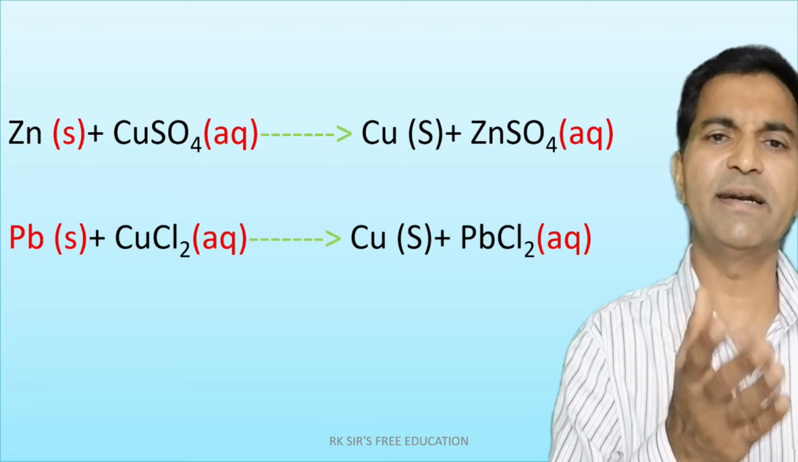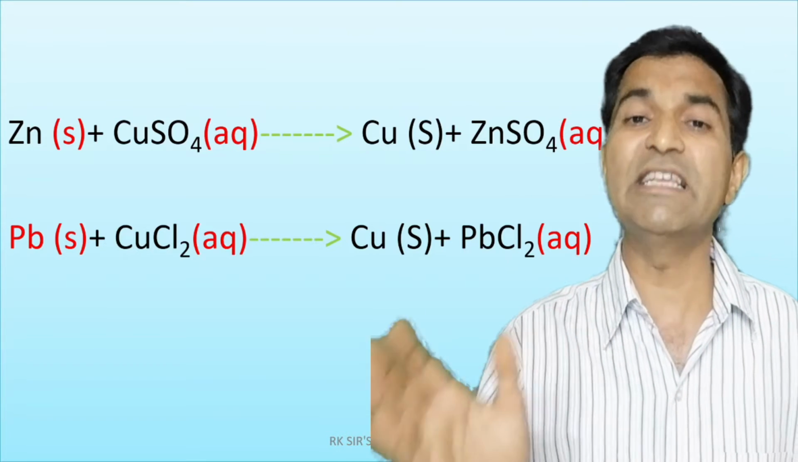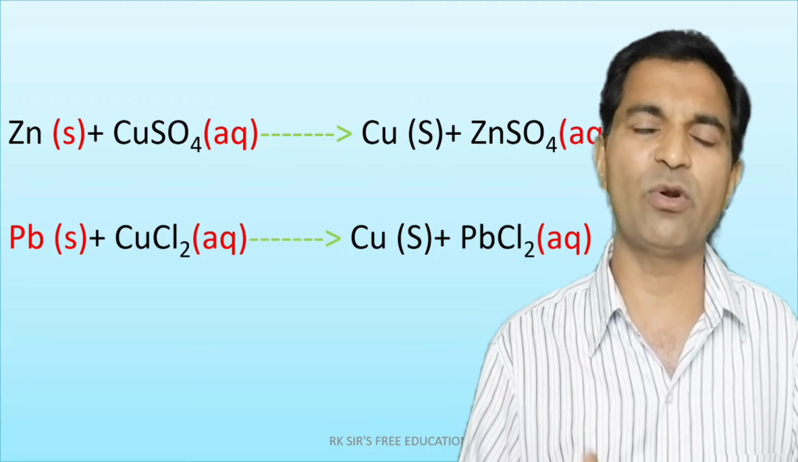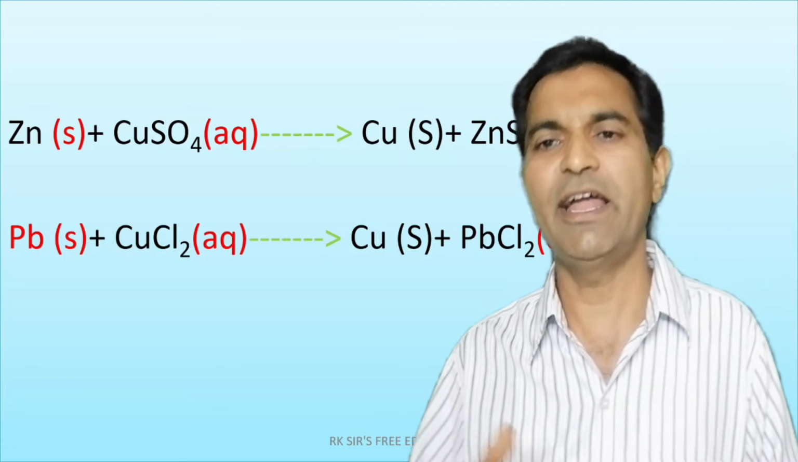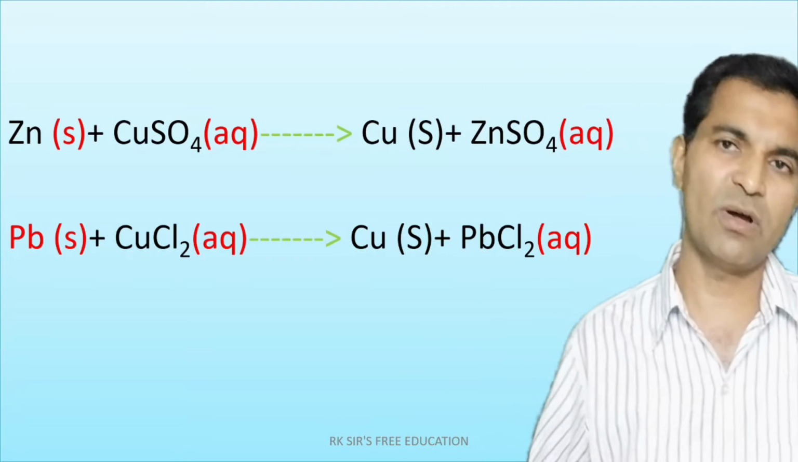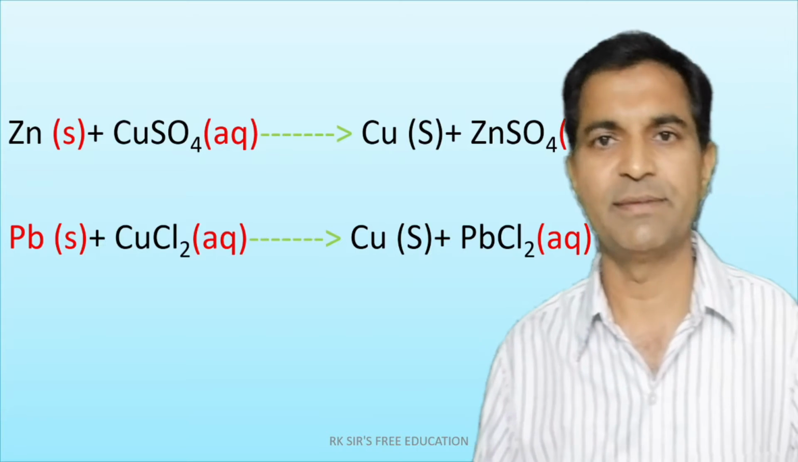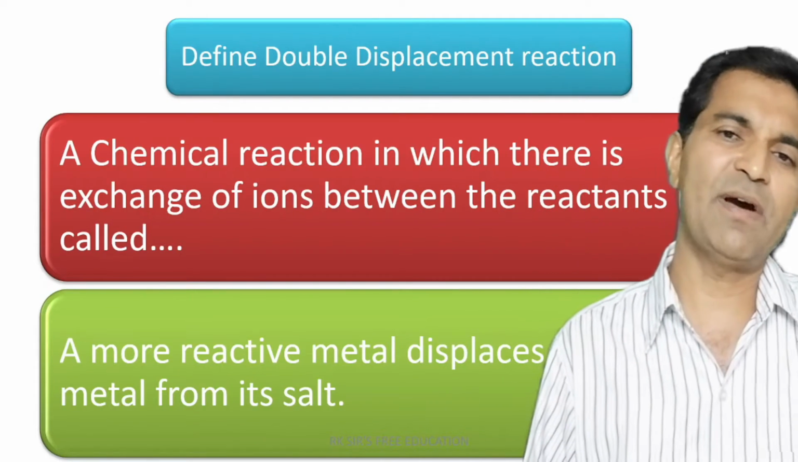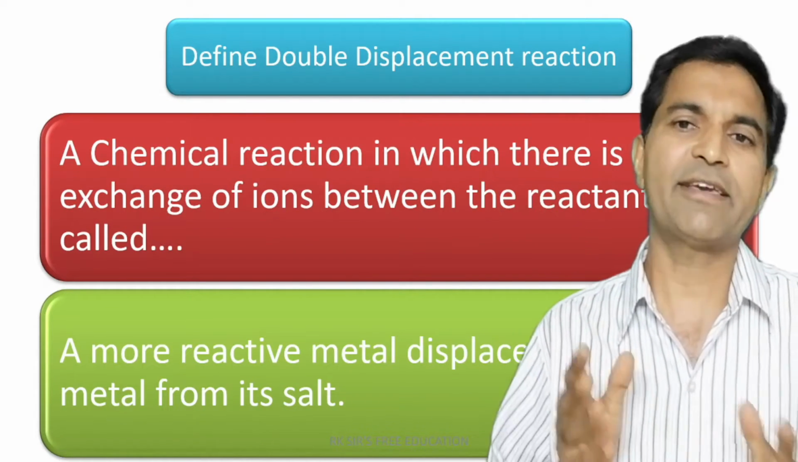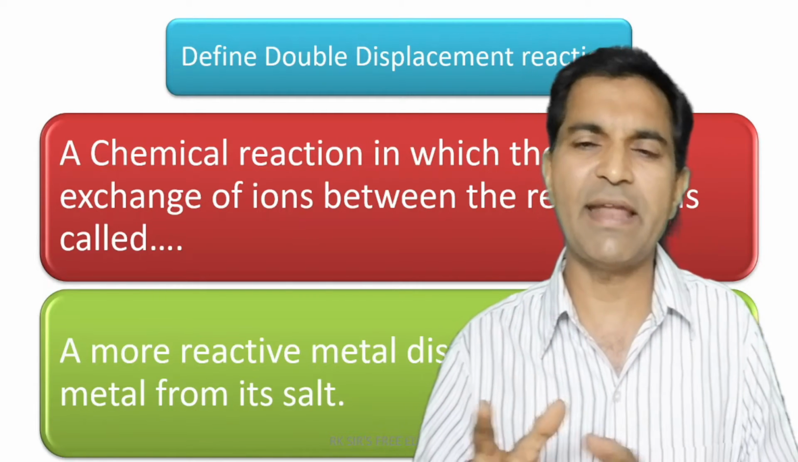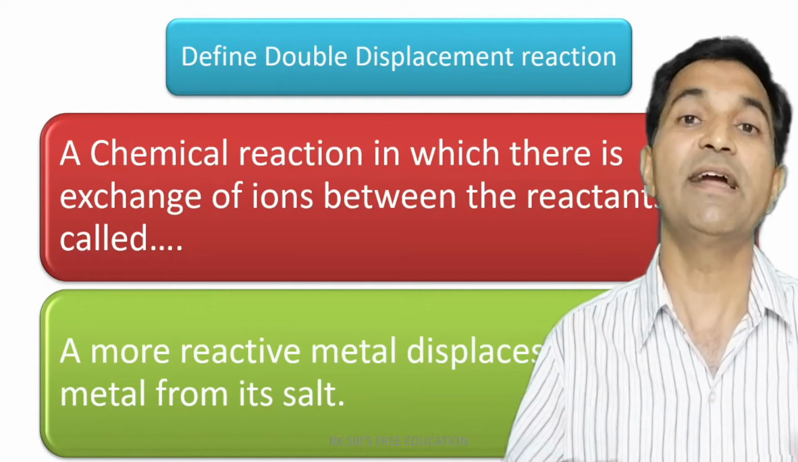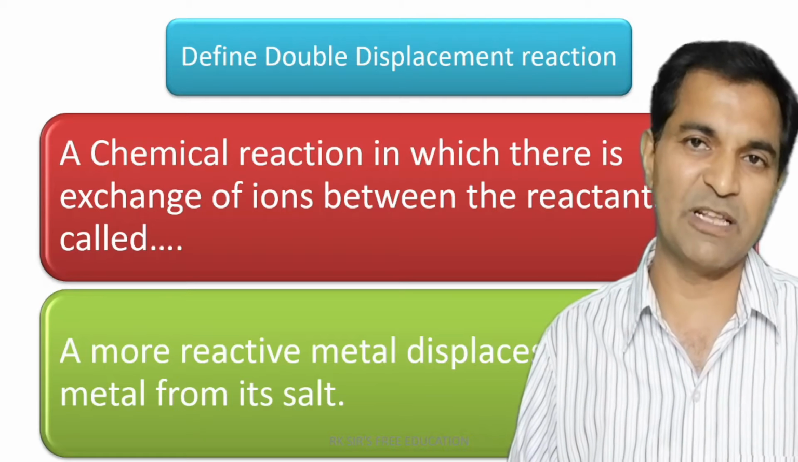We have already discussed that zinc and plumbum also displace copper from the copper sulfate or copper chloride solutions respectively, and they produce zinc sulfate or plumbum chloride. So now let us define double displacement reaction. A chemical reaction in which there is an exchange of the ions between the reactants is called double displacement reaction.